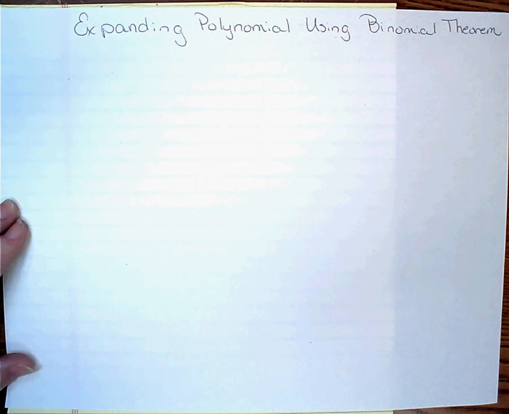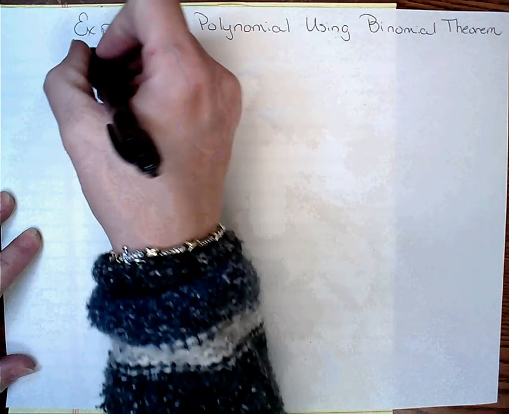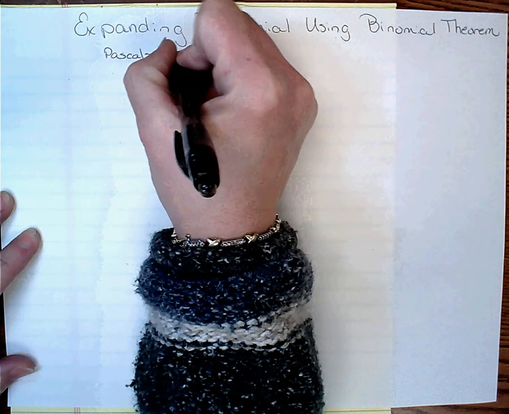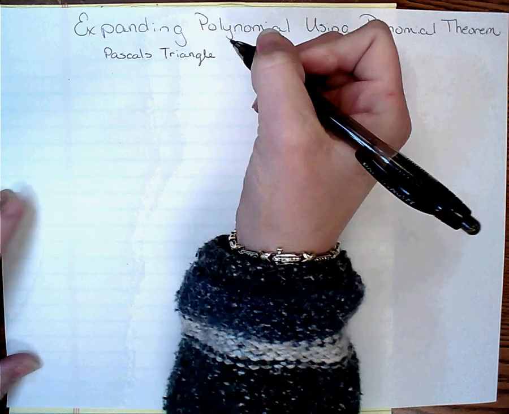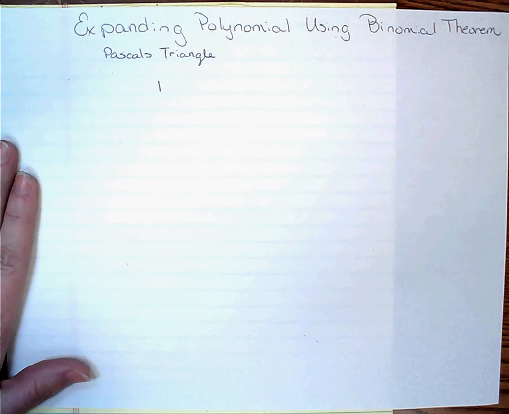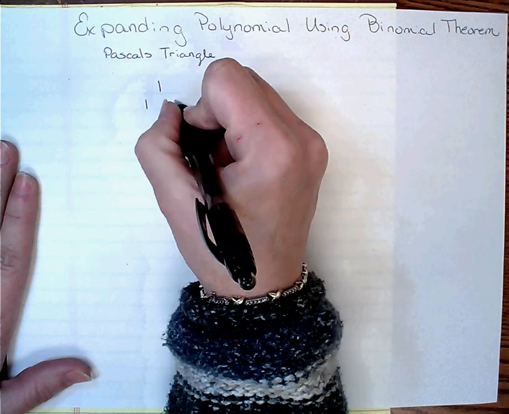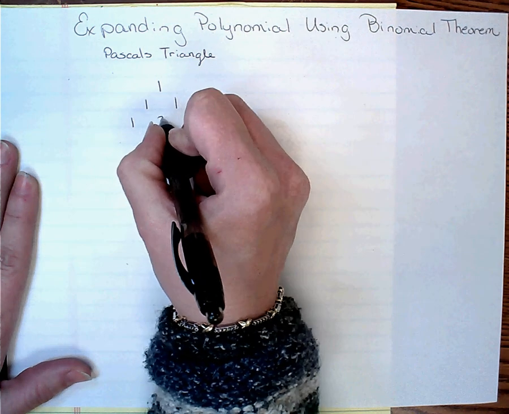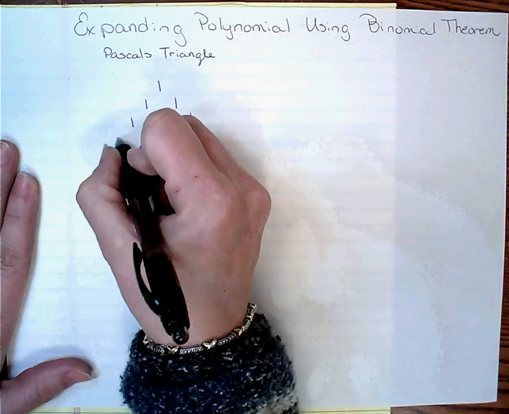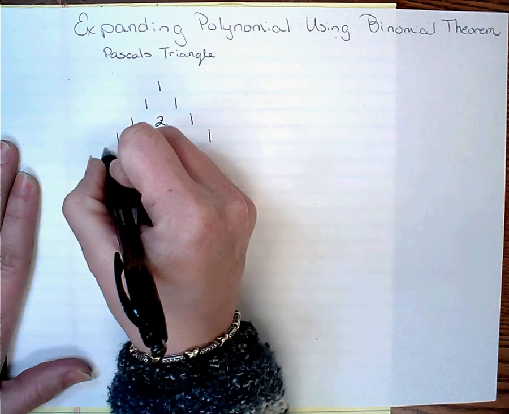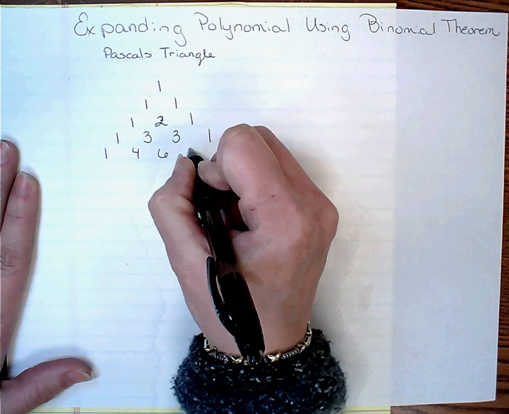Alright, today we're going to be expanding polynomials using binomial theorem. The first thing we need to do is look at Pascal's triangle. Pascal's triangle is derived by the binomials being expanded, and so if I do 1 and 1, that's my first row. My next row is going to be a 1, a 2, and a 1, then 1, 3, 3, 1, then 1, 4, 6, 4, 1.